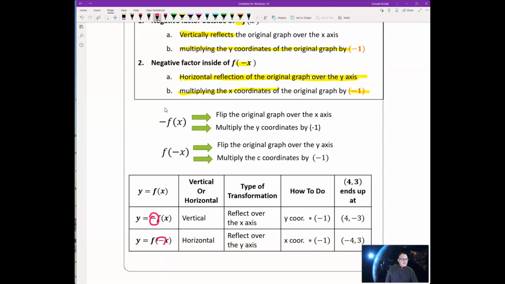When the negative factor is on the inside, it's going to be a horizontal flip, right to left. That means it's going to reflect over the y-axis, so I take the x-coordinates and I multiply by -1. So the point (4, 3) would reflect and become (-4, 3).